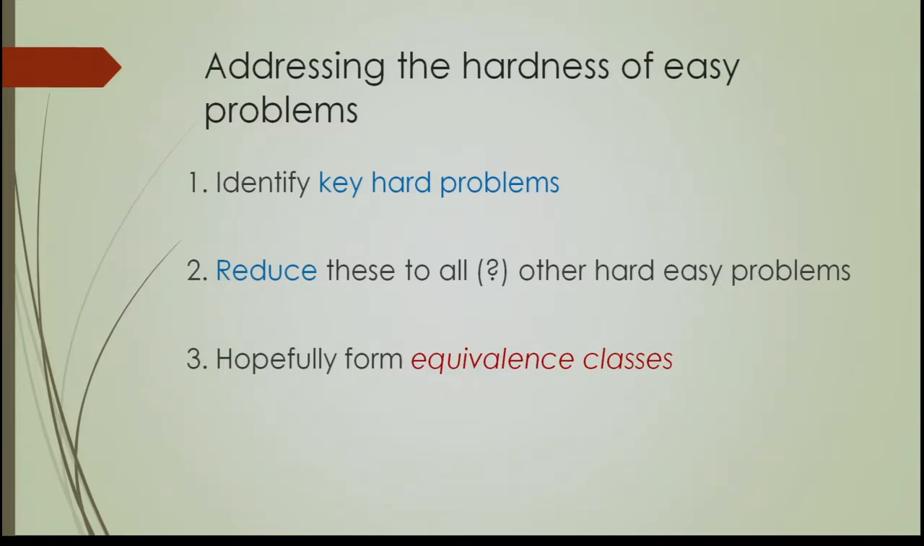So here's one approach you could try. The first thing we do is identify some key hard problems, things we really believe are hard, things that we believe we cannot improve on their classical or brute force algorithm. Then we'll try to reduce these problems to all other hard, easy problems. It's a little vague, but I'll get into it. And then hopefully we'll form equivalence classes. If we believe that all the problems we're stuck on are stuck for the same reason, then we should really have only one equivalence class or something like that.